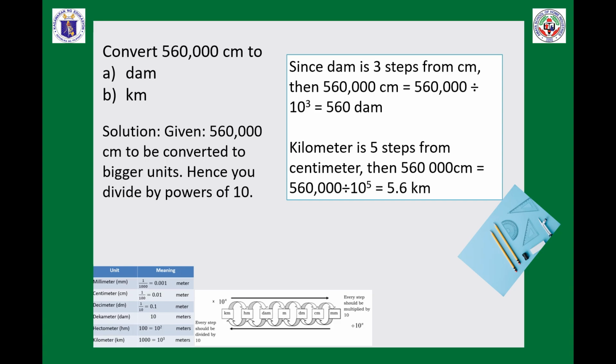Kilometers is 5 steps from centimeter. So that is 1, 2, 3, 4, 5. So that's 560,000 centimeters divided by 10 raised to 5, which is equivalent to 5.6 kilometers.